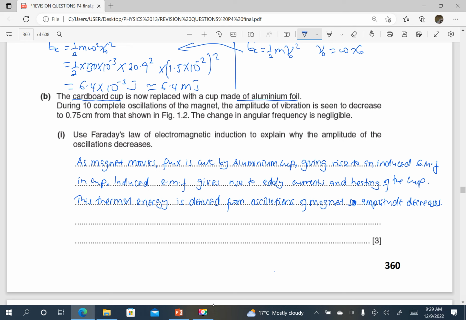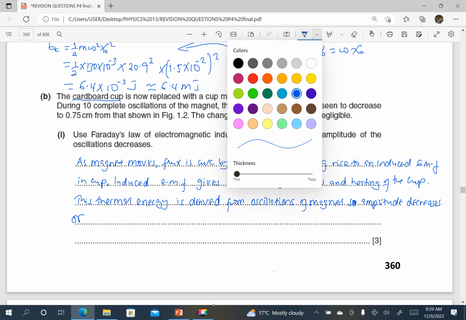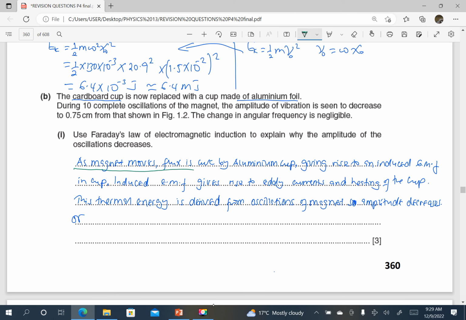Alternatively, I'll just use a different color. As the magnet moves, flux is cut by the aluminum cup, giving rise to an induced EMF in the cup. Okay? So we now want to use a different way of looking at this. This time the induced EMF is going to give rise to a current, which generates another magnetic field. So we can also say the induced EMF gives rise to currents which generate a magnetic field.